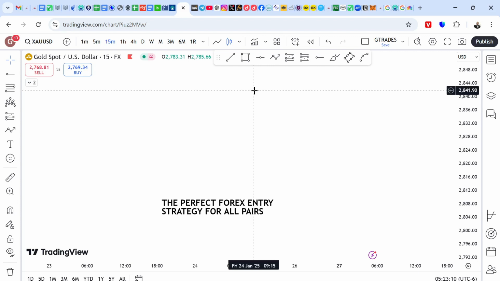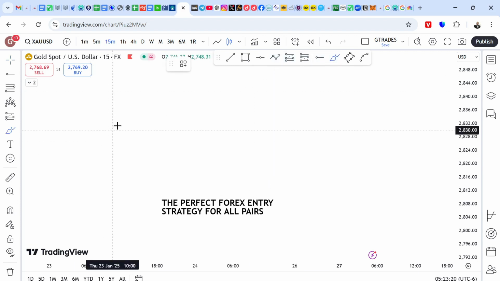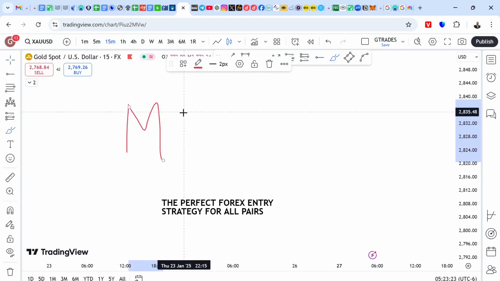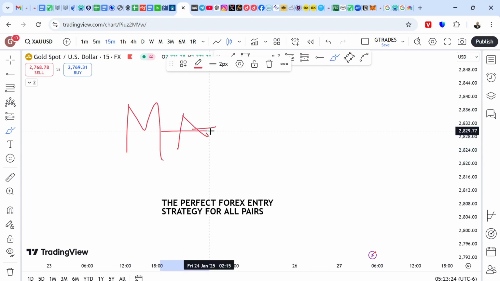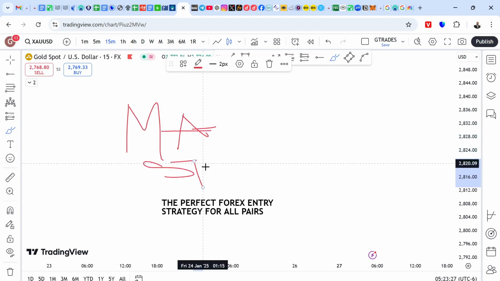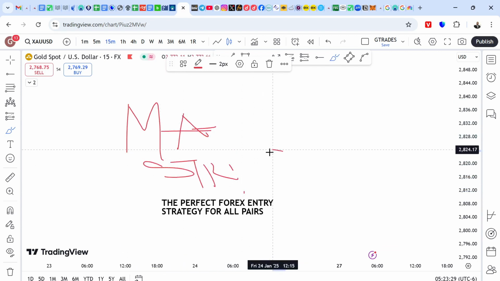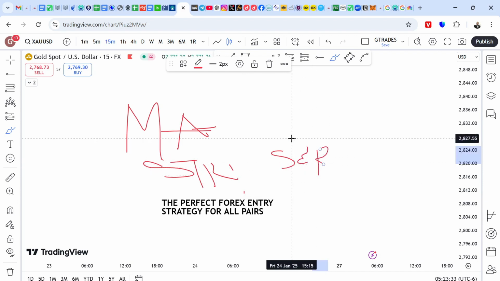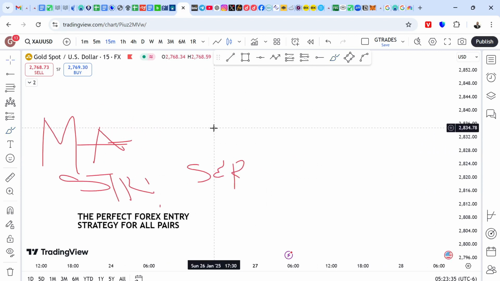Even if you are trading currency pairs, indices, gold, US oil or silver, this type of strategy will work. Now, I'll be combining two things to explain to you. Number one is moving average, which is MA. Then number two is structure, which is normal support and resistance, all right? Support and resistance.